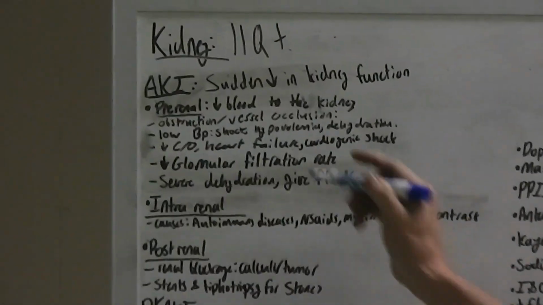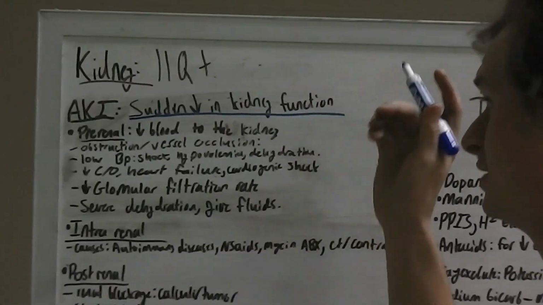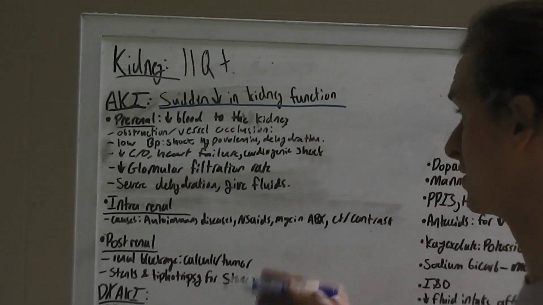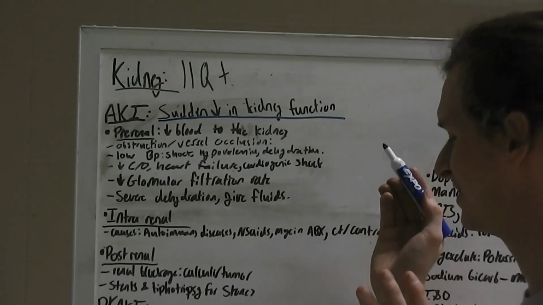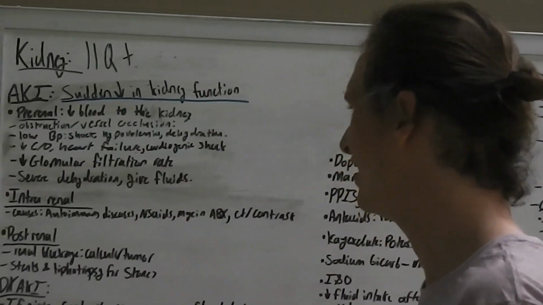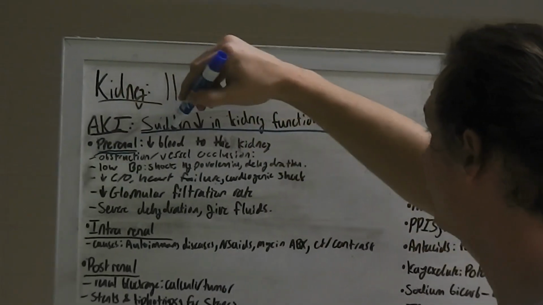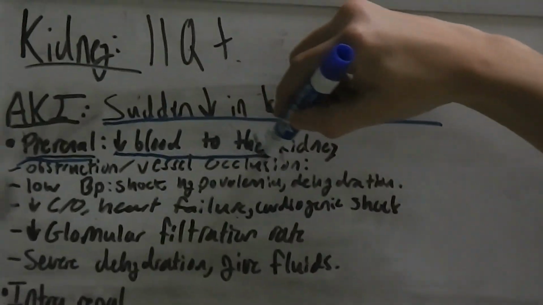Okay, so acute kidney injury. That is a sudden decrease in kidney function. We're going to have a few stages. Not 3 stages. There's 4 phases, and there's 3 different types of an acute kidney injury. We have prerenal, and that's decreased blood flow to the kidney.